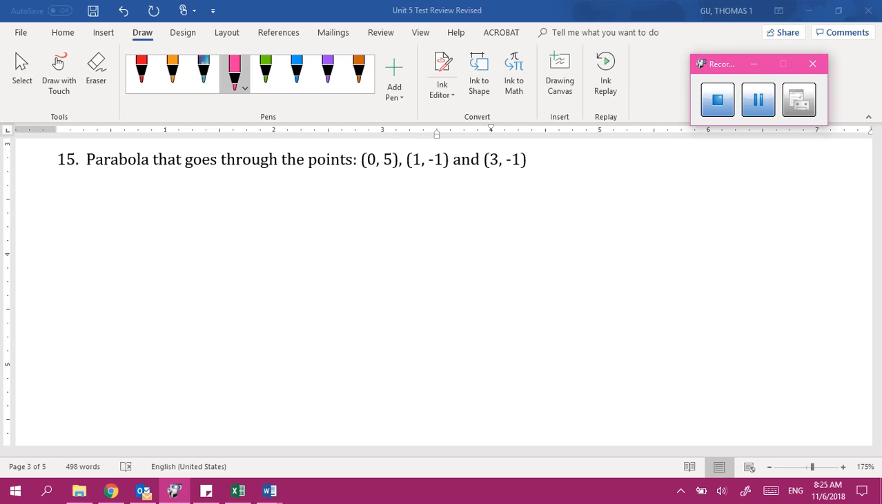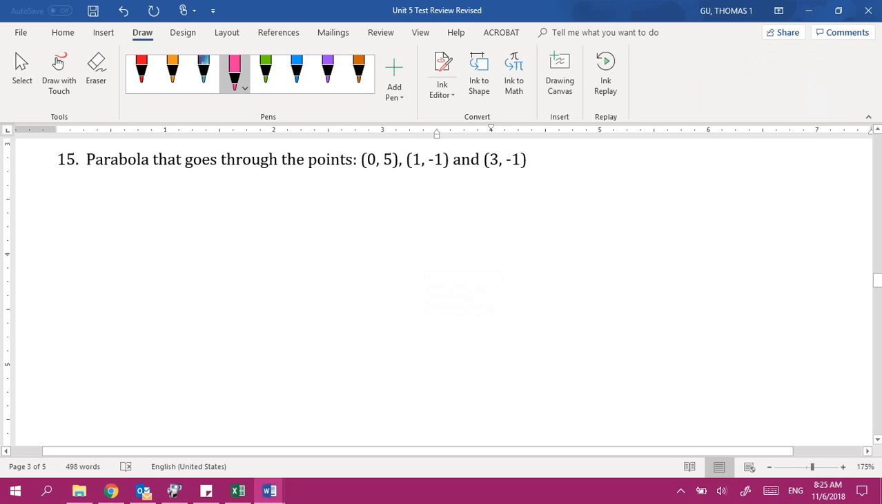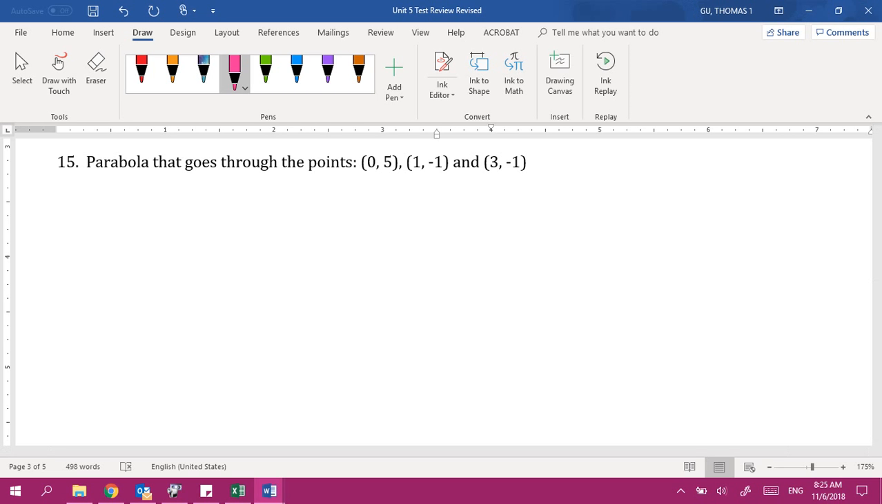Okay, so number 15 is one where you have to write the equation for a parabola that goes through 3 points, (0, 5), (1, -1), and (3, -1). So this is going to be one where you have to write your equation in standard form. Remember, standard form is f of x equals ax squared plus bx plus c, right?